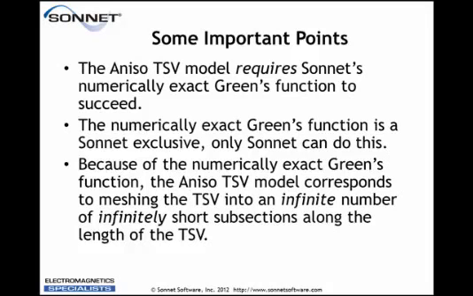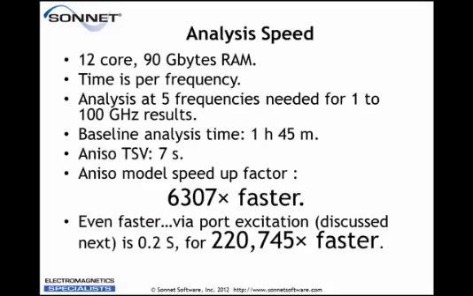It actually makes the analysis faster because we don't need to subsection the vias in the substrate. The vias are taken into account by the anisotropy into conductivity. Analysis speed: on a 12-core 90 gigabyte machine, a high-end desktop machine, runs about $2,000–3,000 these days. Time per frequency: we needed 5 frequencies for analysis from 1 to 100 gigahertz, with results automatically interpolated by Sonnet's adaptive band synthesis, which is the best electromagnetic analysis interpolation in the world by far. No one even comes close to it.